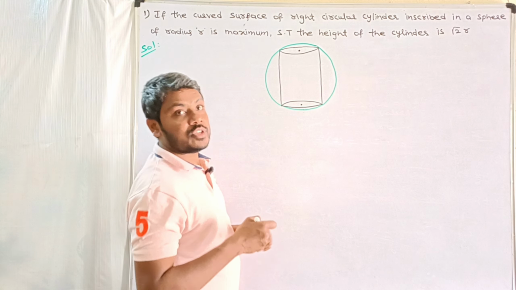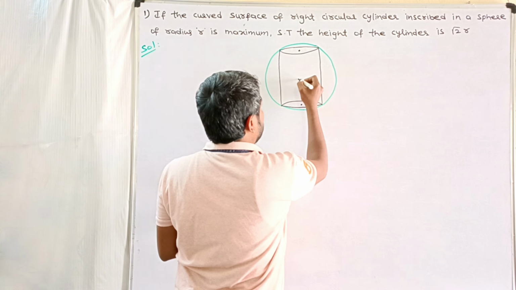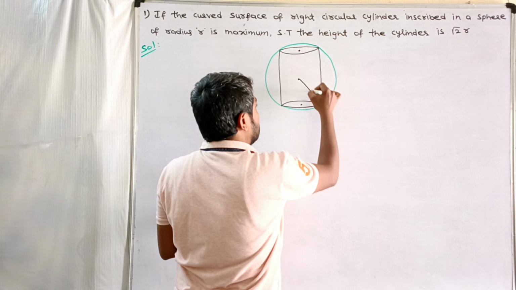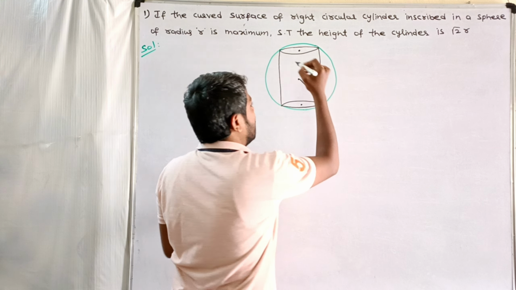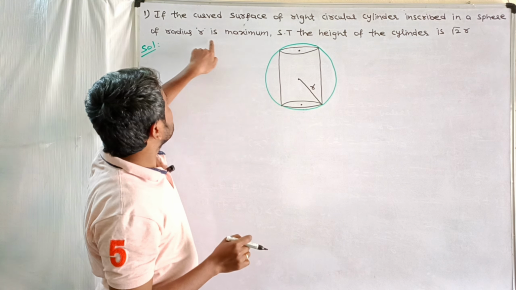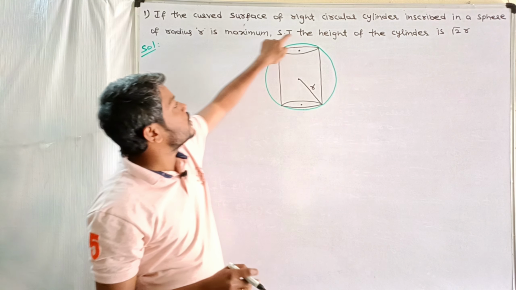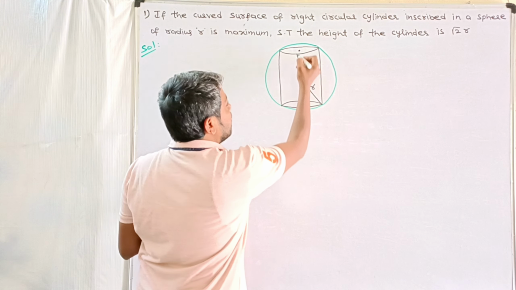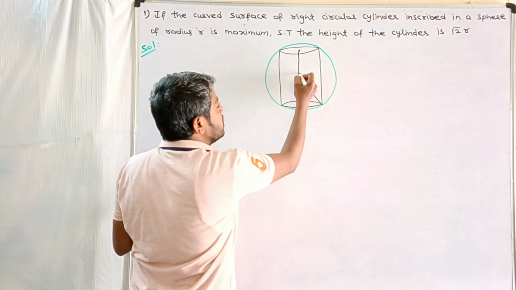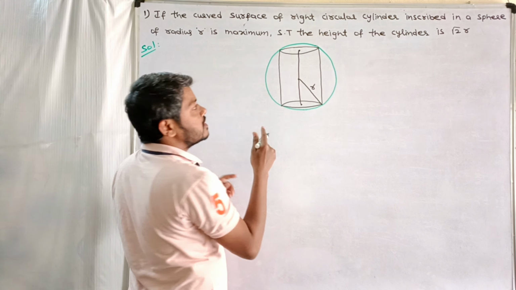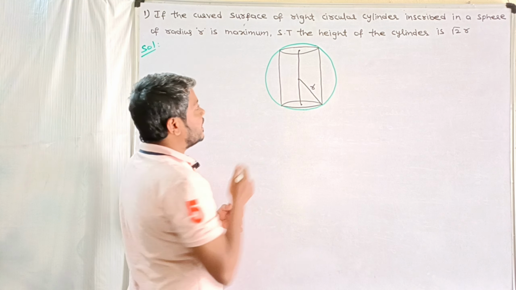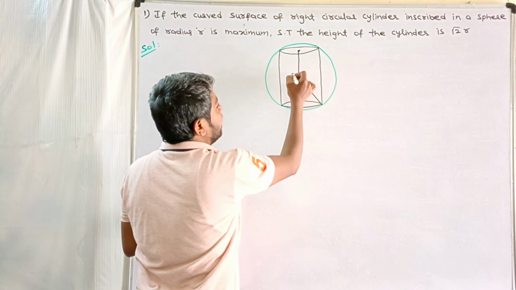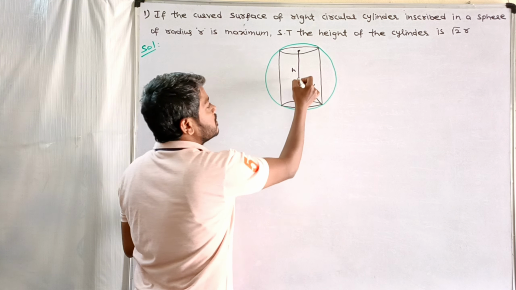So the radius of the sphere they have given is small r. So this is the radius of the sphere, small r. Is maximum, show that the height of the cylinder is root 2 r. See here, to prove the height of the cylinder is root 2 r. So let us consider the height of the cylinder is h.